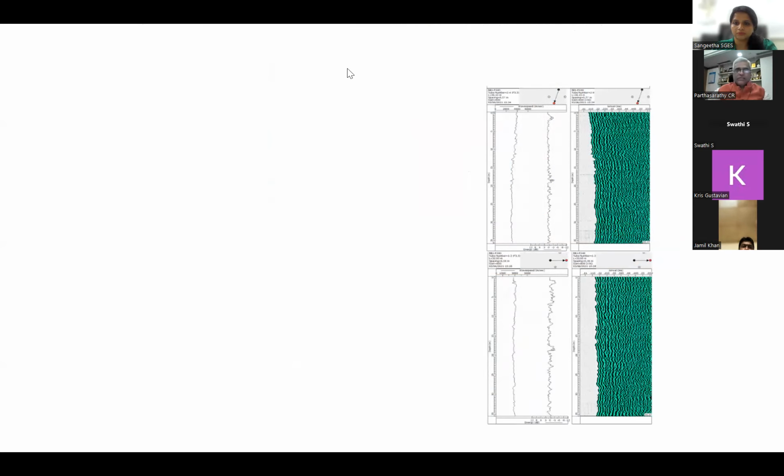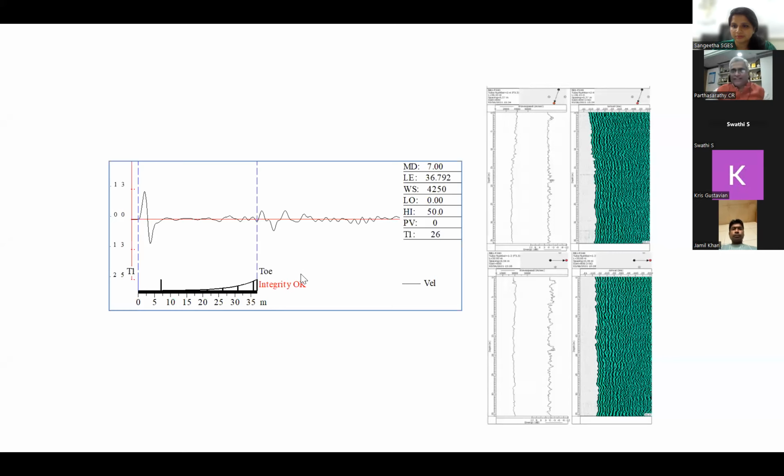Can you type out on the chat box what you think of this pile based on your waterfall diagram? Is it a good pile or a bad pile? Hello, everybody. You need to interact with me. Yes, good pile, good pile. Thank you, all of you. I hope you are attentive now.